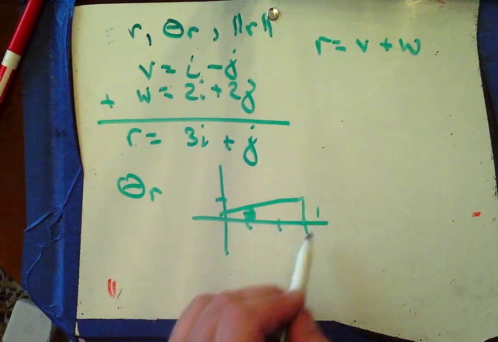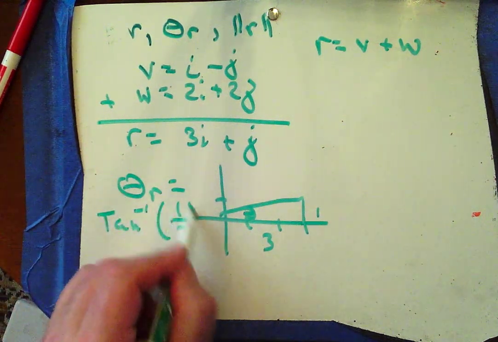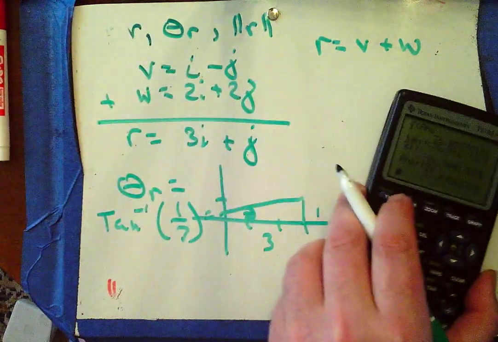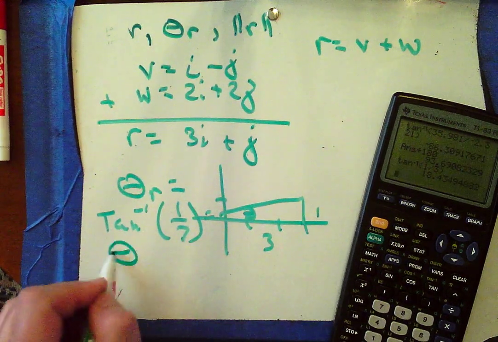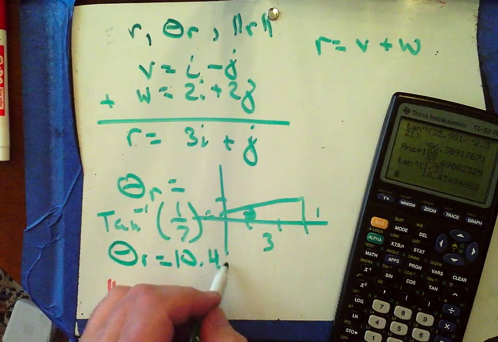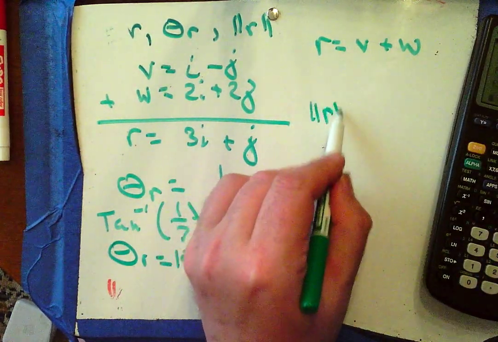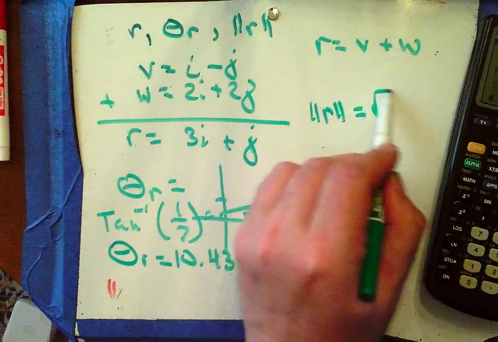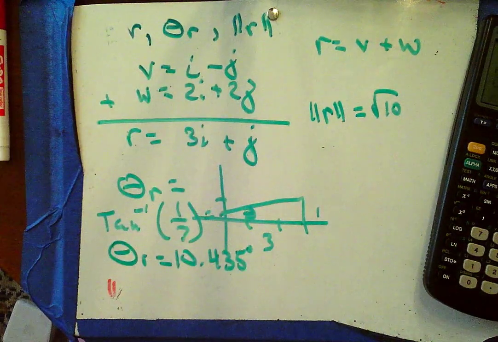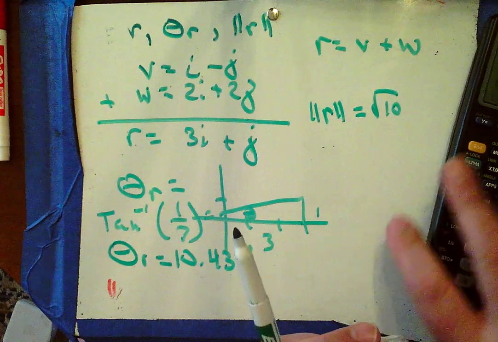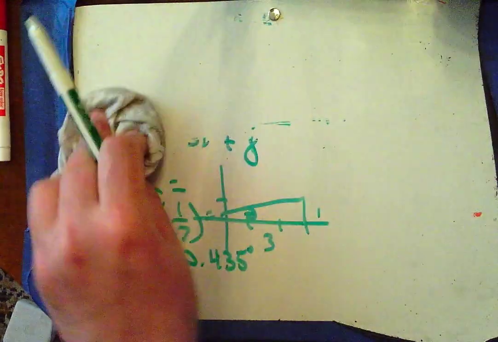There's my theta. There's 1, there's 3. So I'm still going to use inverse tangent of 1 over 3. Inverse tangent of 1 over 3 is theta r equals 10.435 degrees. And then finally we want the magnitude of r, which we can use the Pythagorean theorem to find, and come up with the square root of 10. This seems a lot less labor intensive than those other ones because I'm already given the component forms. The direction angles are already worked into these problems.